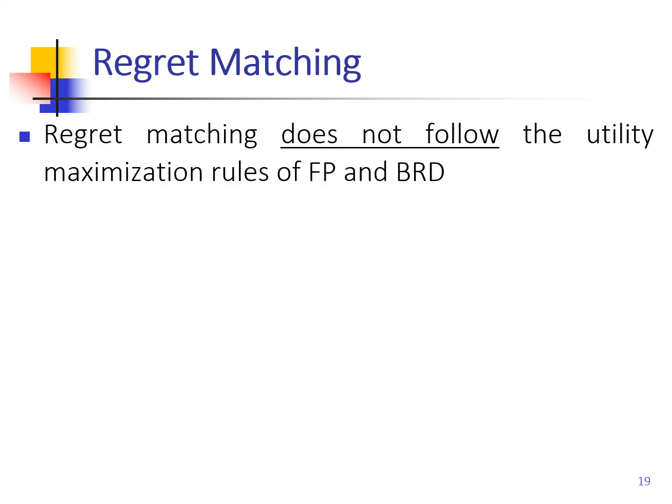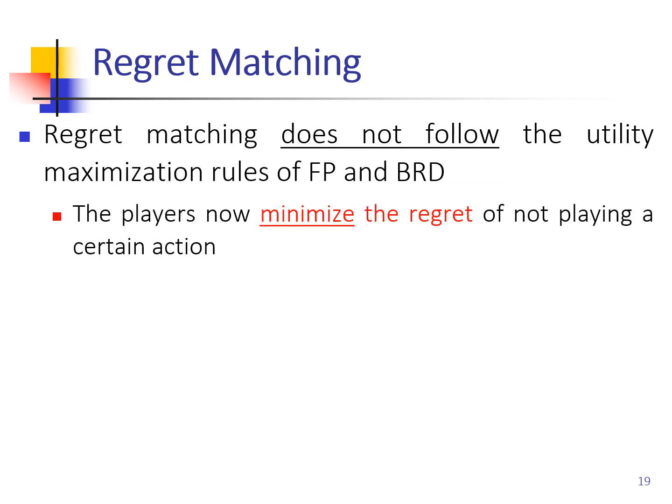Okay, good. So now we move on to the third family of algorithms. Again, we look at the best response dynamics as the first one, then we move to fictitious play, and the third one will be about regret matching. So unlike fictitious play and best response dynamics, which are based on maximizing your utility, regret matching, as the name suggests, will be based on the notion of regret. So now the players or agents will minimize the regret of not playing a given action.